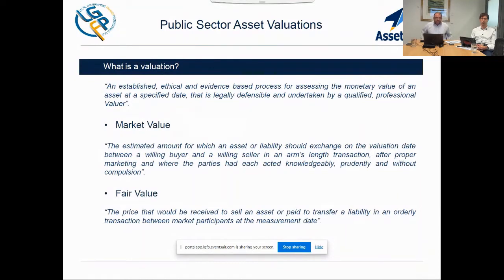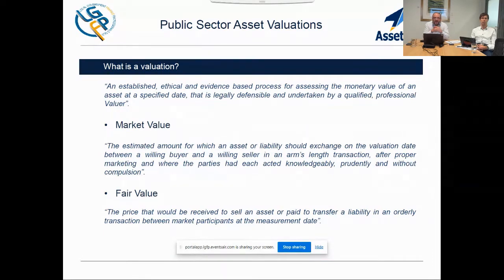So just diving straight in, what is a valuation? This is a sort of broad spectrum definition. It's an established ethical and evidence-based process for assessing the monetary value of an asset at a specified date that is legally defensible and undertaken by a qualified professional valuer. And the last few words of that sentence are very, very pertinent.